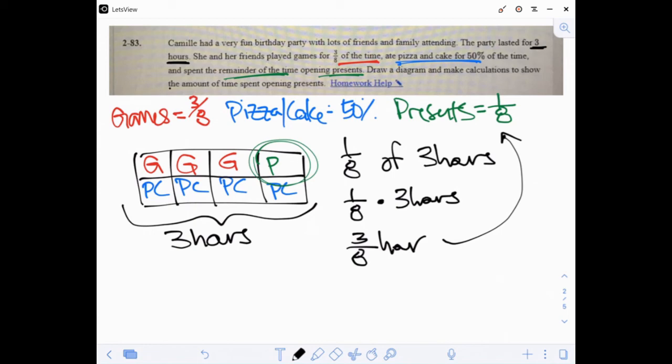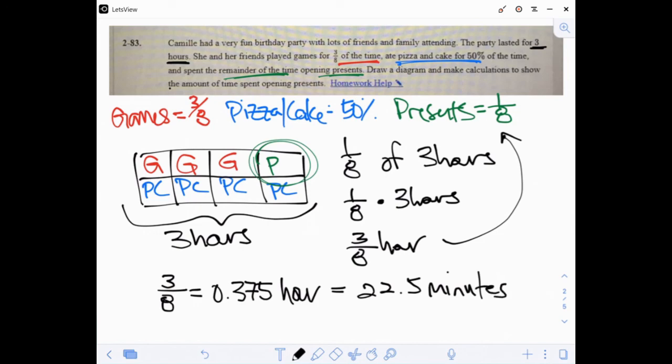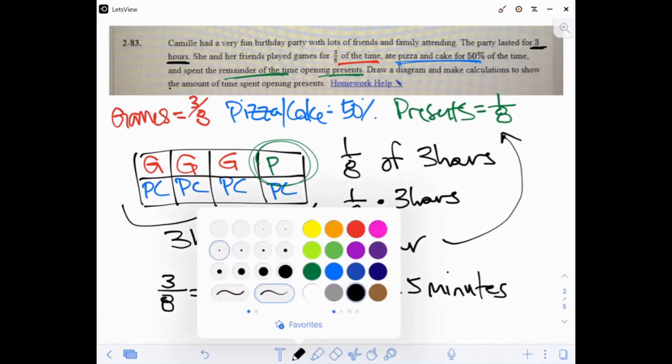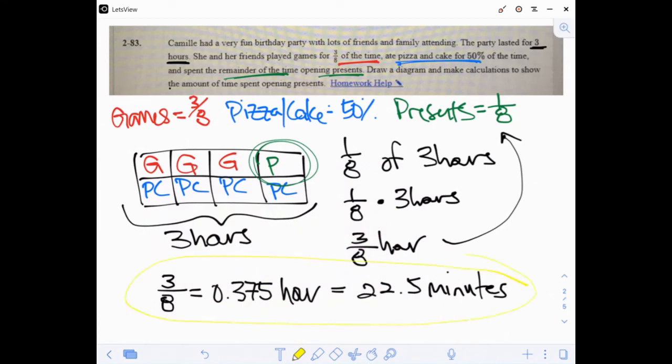Well, 3/8 is one of those fractions that I said we should definitely memorize, right, for success. So you may remember that 3/8 is equal to 0.375. So we could say 3/8 of an hour or 0.375 of an hour. If you want to break that down into minutes, it's about 22.5 minutes. And that's how much time was spent with Camille opening presents. So those are our 3 options for answers here. 3/8 of an hour, 0.375 of an hour, 22.5 minutes. And that's how we can solve that.